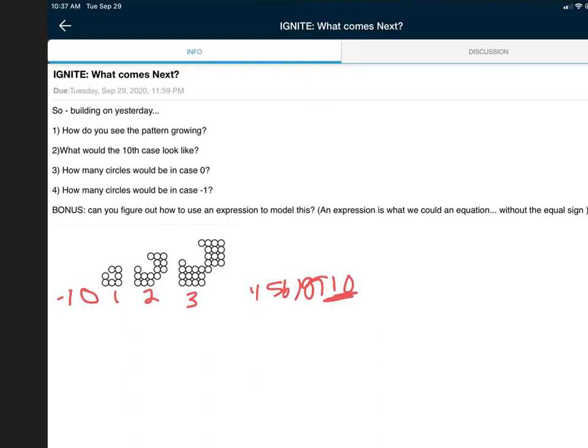So let's count how many circles are in case 1. 1, 2, 3, 4, 5, 6, 7. How many are in case 2? 1, 2, 3, 4, 5, 6, 7, 8, 9, 10, 11, 12, 13, 14, 15. And how many are in case 3? 1, 2, 3, 4, 5, 6, 7, 8, 9, 10, 11, 12, 13, 14, 15, 16, 17, 18, 19, 20, 21, 22, 23, 24, 25, 26, 27.